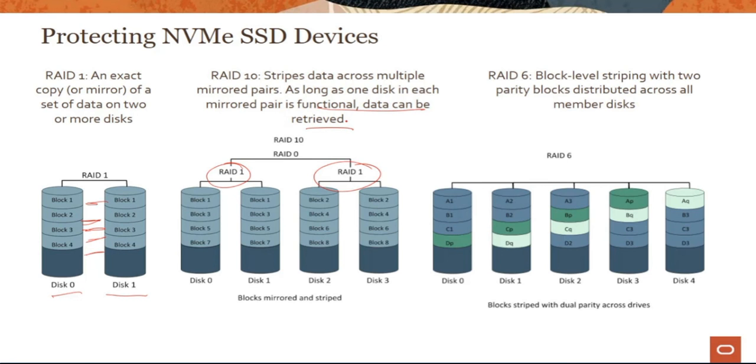RAID 6 is block level striping with two parity blocks distributed across all member disks. So it becomes a little bit more complex. So you take a performance hit, but you get this extra durability. So again, depending on which RAID configuration you want to choose, you could go either with RAID 1 or RAID 10 or RAID 6. And you could try something else. But again, keep in mind that this is something which is completely your responsibility as a customer.